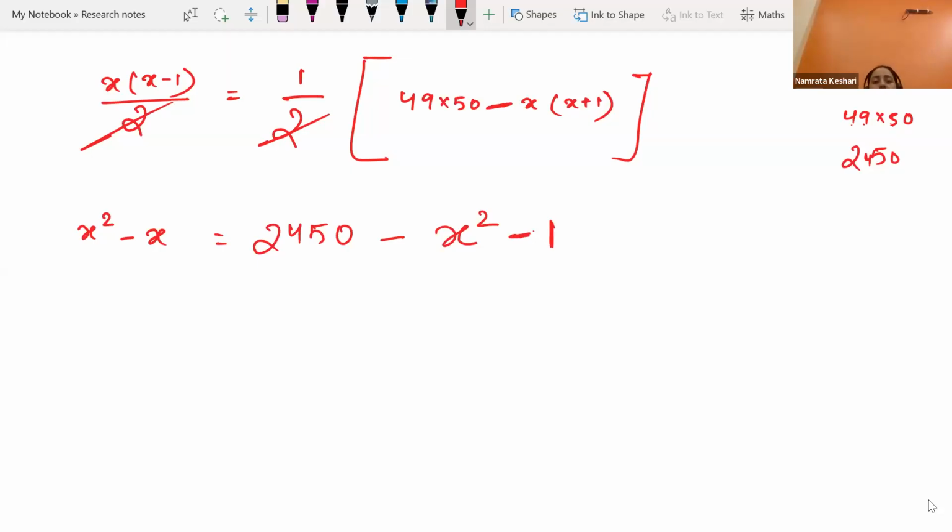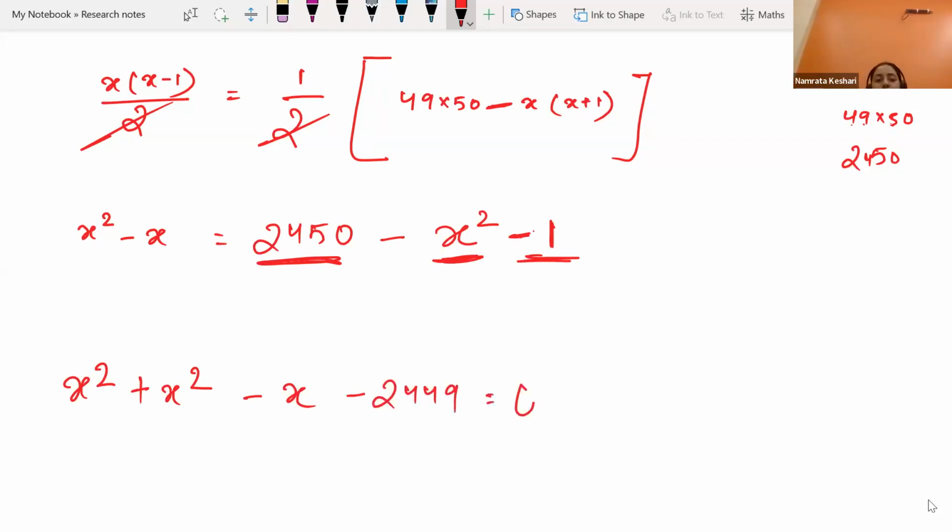Now x square here, x square there also, but it is not getting cancelled. This x square will go to that side, so it will be plus x square. Minus x is still there. 2450 minus 1 will be 2449, right? So 2449 equals 0. So we are left with 2x square minus x minus 2449. Just a second, let me check whether the simplification is correct or not.